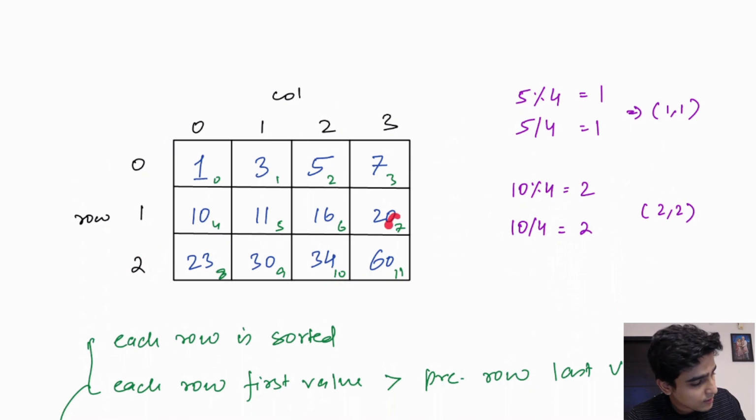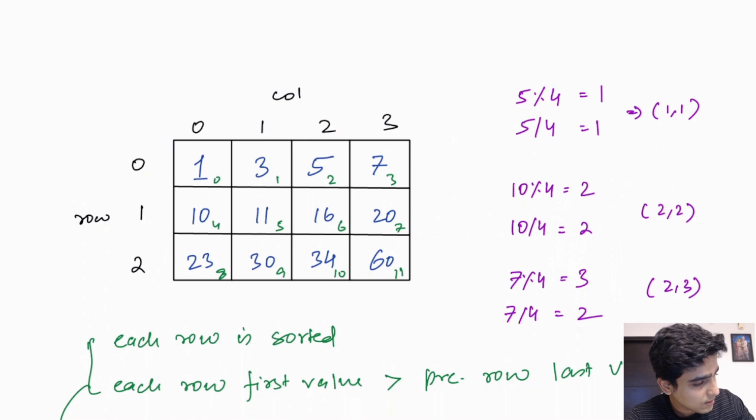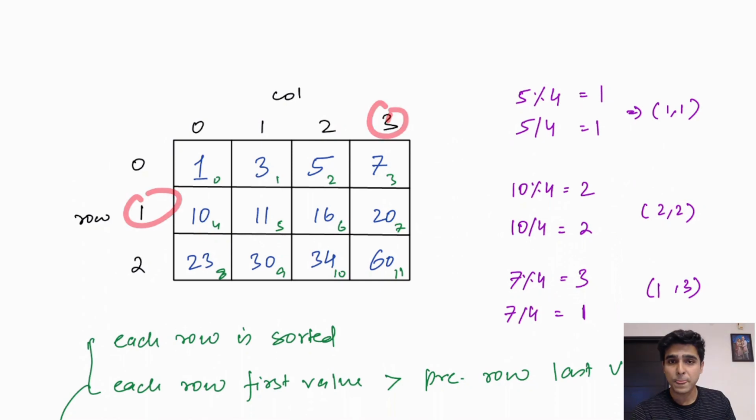Okay, now let's look at the 7. What is 7? 7 mod 4 is 3 and 7 divided by 4 is 2. So it is 2 comma 3. So 7 is, yes, it is not 2, it is 1. If you divide 7 by 4, it comes out to be 1. Integer division. So it is 1 comma 3. So first row and third column.